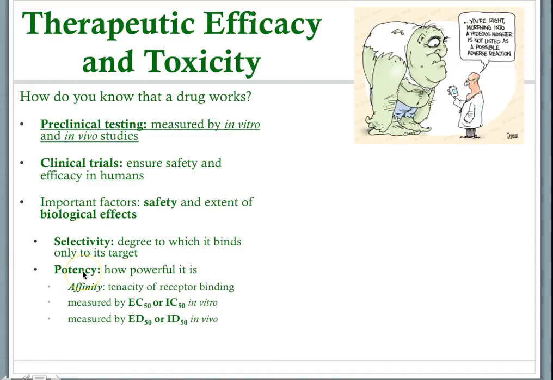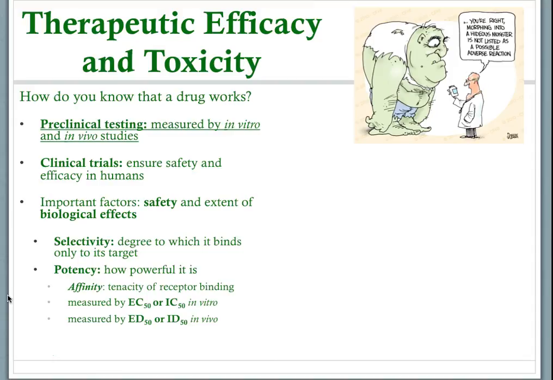Potency is also very important. So the potency refers to how powerful our effect is, like how powerful our drug is in producing this effect. Can we produce the effect by using as little as possible? That's the way you can think about it. And in fact, this is directly tied to the affinity. So the affinity of a drug tells us how well it actually binds the receptor. And I use the word tenacity here.